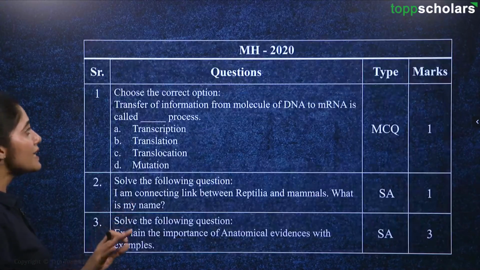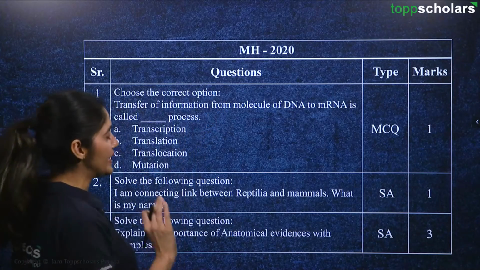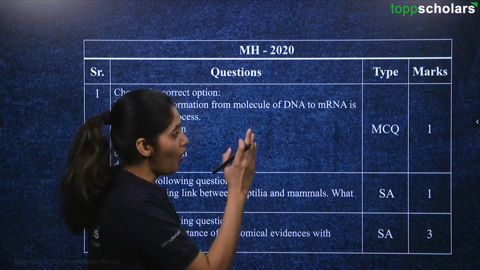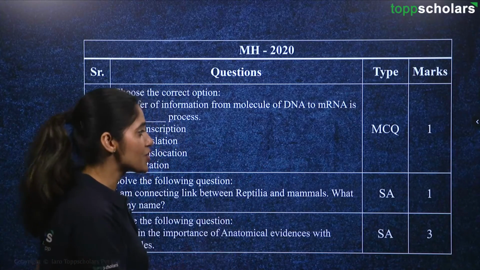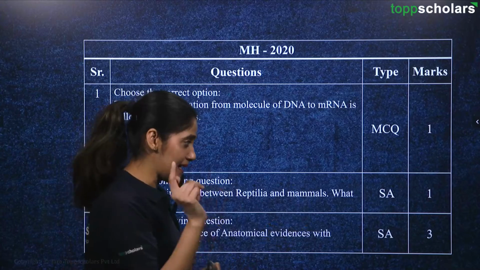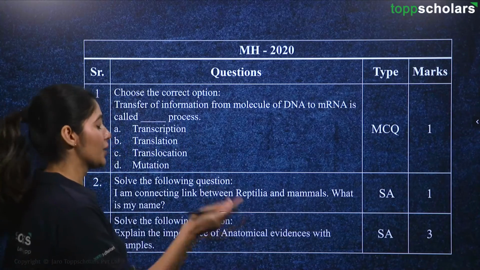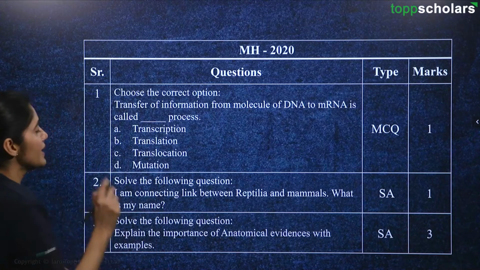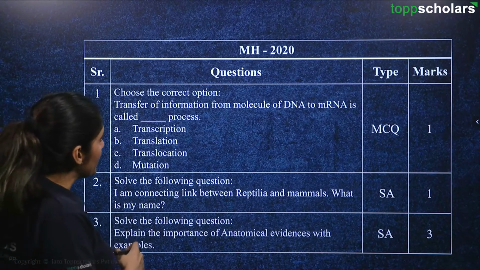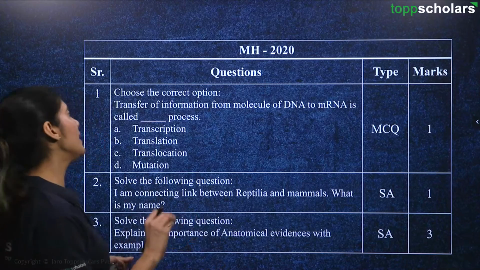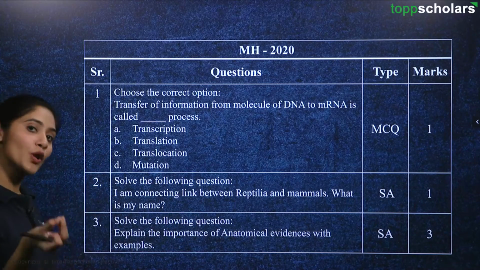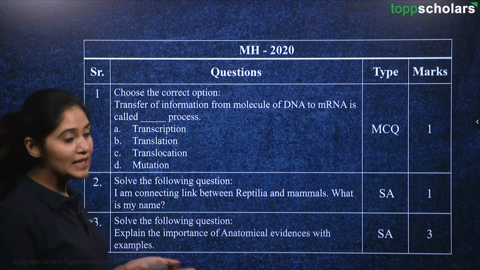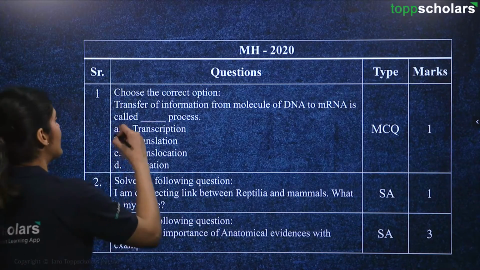Now 2019 is over. Let's move on to 2020. Now how many questions do we have here? 3 questions. One is an MCQ type question, one is short answer carrying 1 mark, another short answer question carrying 3 marks. So let's look at the MCQ one. Choose the correct option. Transfer of information from molecule of DNA to mRNA is called dash process. We just answered that in our 2019 question paper, that is our transcription.